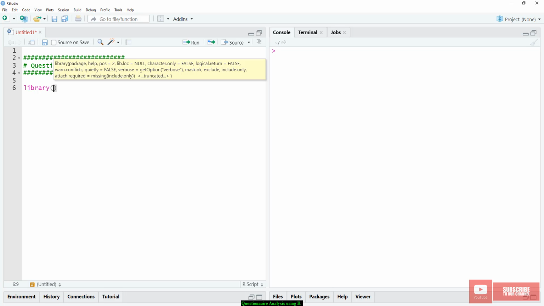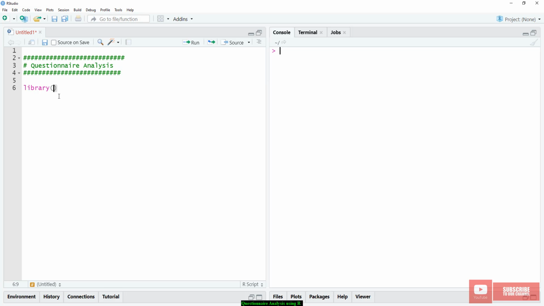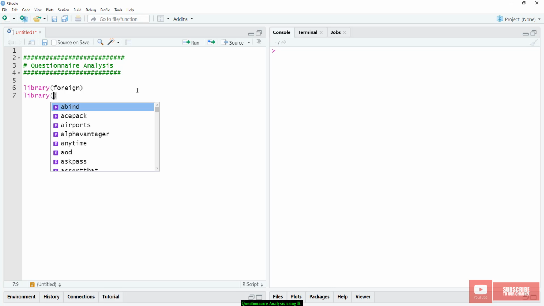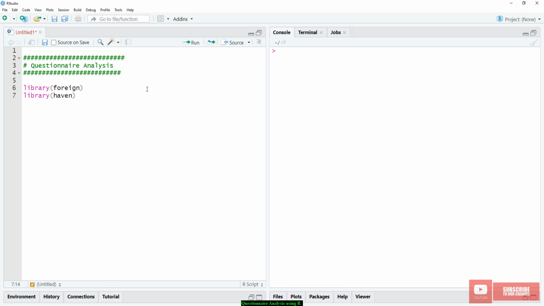Guna library foreign ke? Foreign, okay. Foreign also can. Lagi satu? Read.cf. Haven ke? Haven. Right. So, you can use either the foreign library or the haven library. You can choose either one lah. But I lebih suka haven lah. So, kita guna haven.